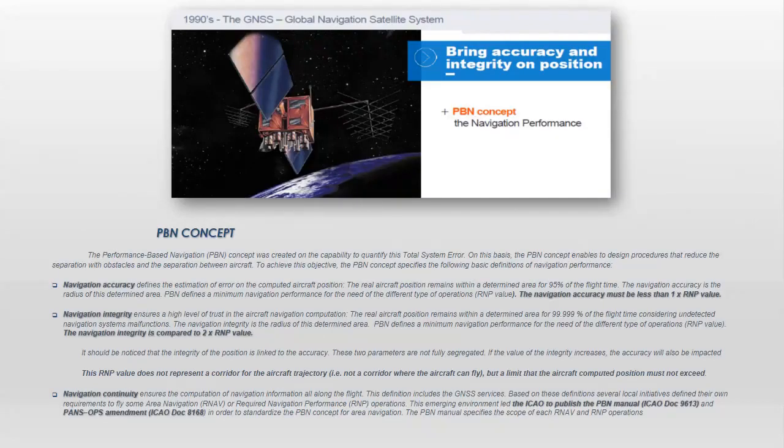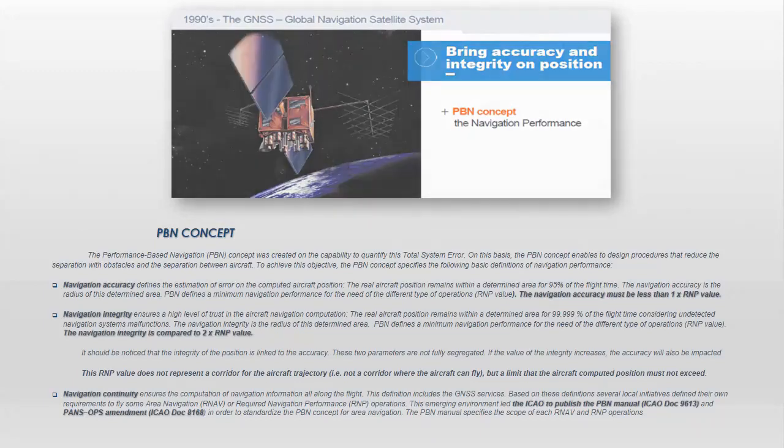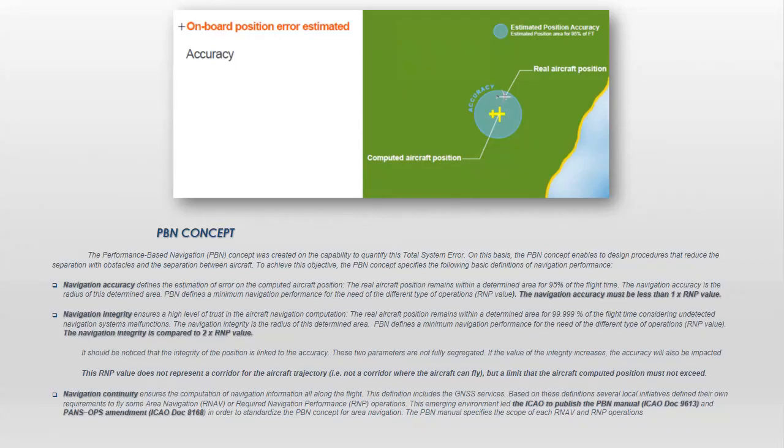PBN concept. The performance-based navigation, PBN, concept was created on the capability to quantify this total system error. On this basis, the PBN concept enables to design procedures that reduce the separation with obstacles and the separation between aircraft. To achieve this objective, the PBN concept specifies the following basic definitions of navigation performance. Navigation accuracy defines the estimation of error on the computed aircraft position. The real aircraft position remains within a determined area for 95% of the flight time. The navigation accuracy is the radius of this determined area.